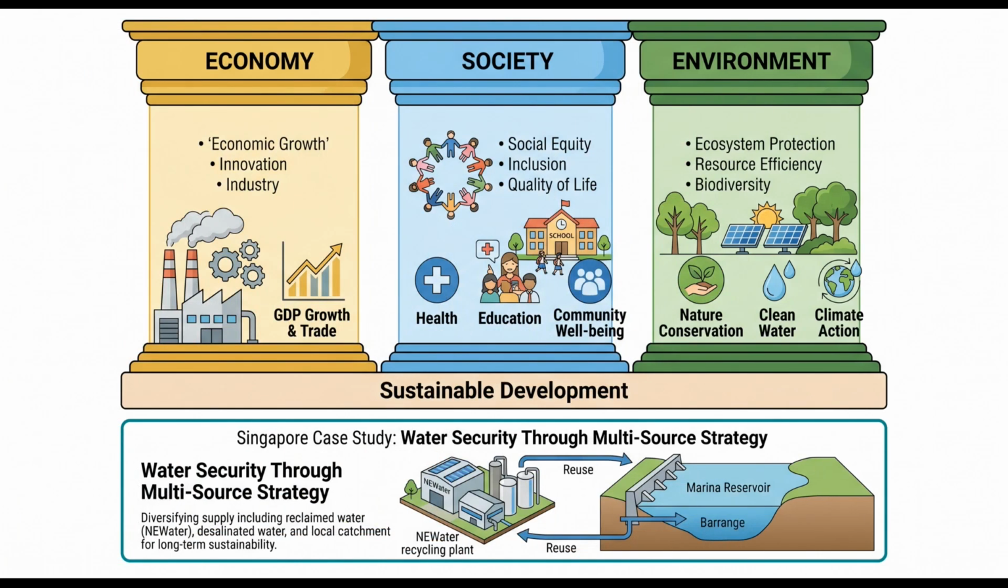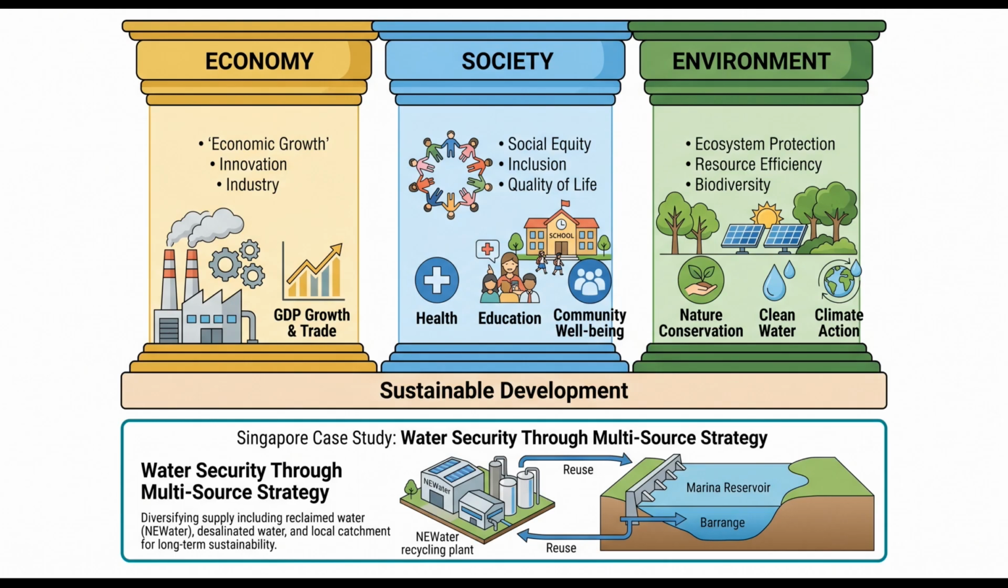Sustainability is the principle. Sustainable development is what it looks like in practice. Look at the 3 pillars on screen. Sustainable development means balancing economy, society, and environment together, not choosing one at the expense of the others. A strategy that protects the environment but destroys livelihoods is not sustainable. A strategy that grows the economy but poisons the water supply is not sustainable either. True sustainable development maintains all 3 pillars at once.